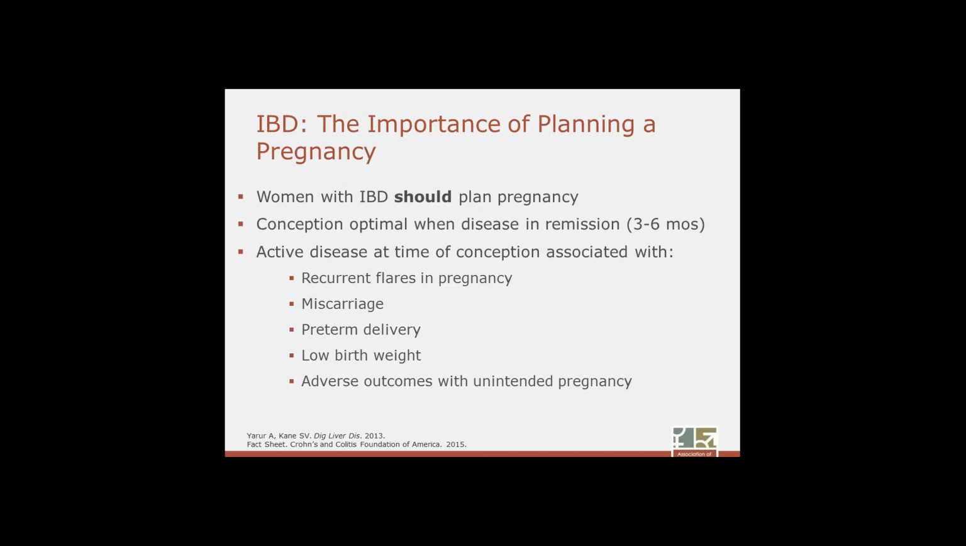Now, the reason this is important is that half of all pregnancies in this country are unplanned. And for a woman with IBD, if she's faced with an unplanned pregnancy at the time when her disease is active, she's more likely to have recurrent flares in pregnancy, miscarriage, preterm delivery, low birth weight, and in addition to this, other adverse outcomes with unintended pregnancy, such as adverse mental health and physical outcomes in the baby.